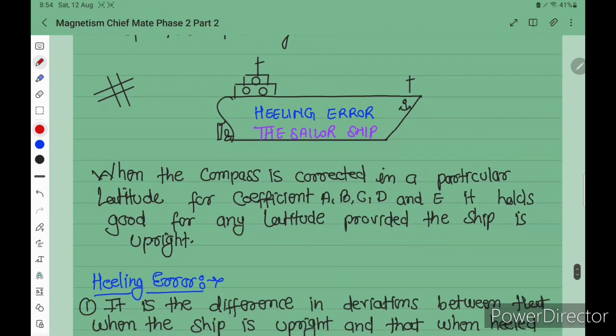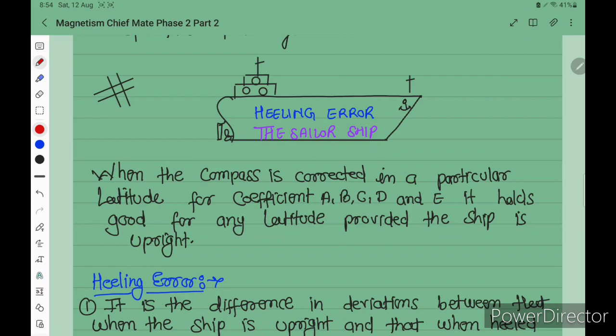Now heeling error. It also causes deviation, but it does not come so frequently in the exam. But it might, so just go through it one time. It's also simple. Okay, so let's do the heeling error also.